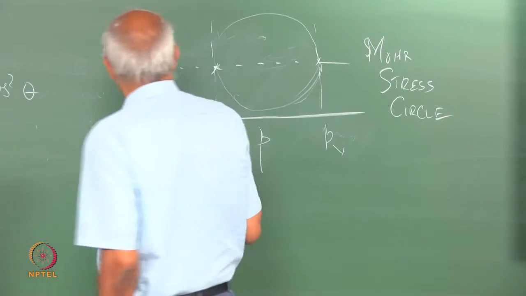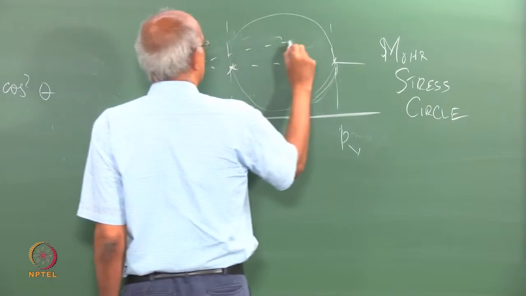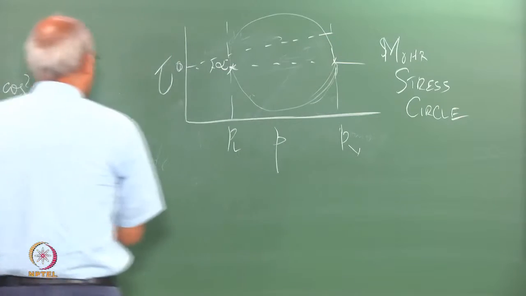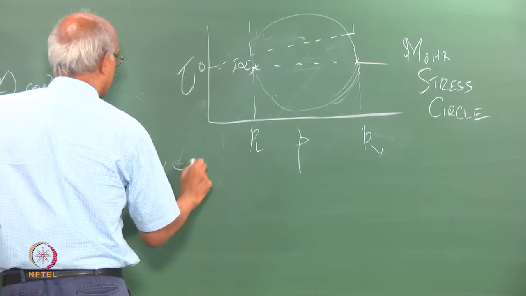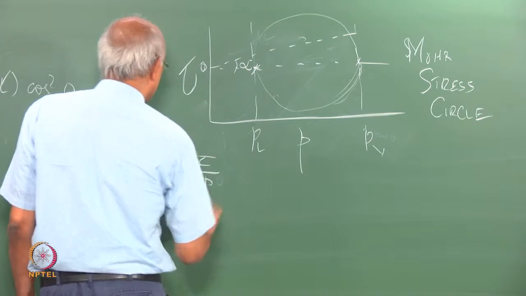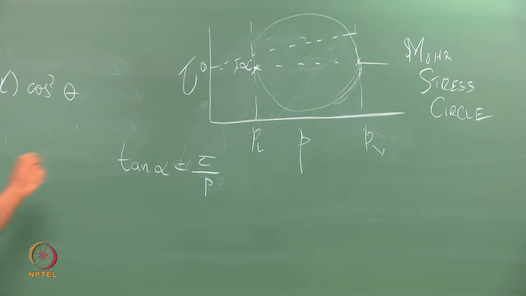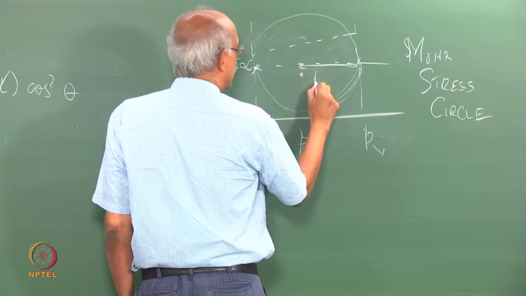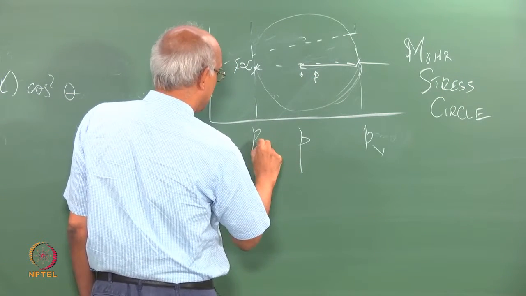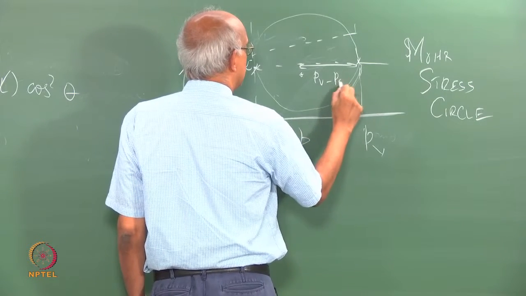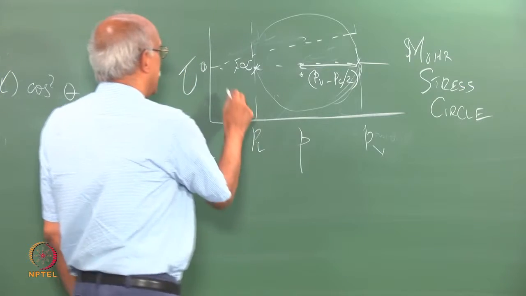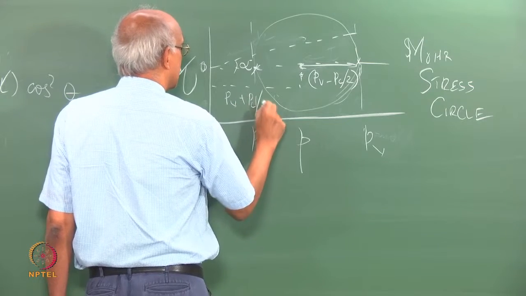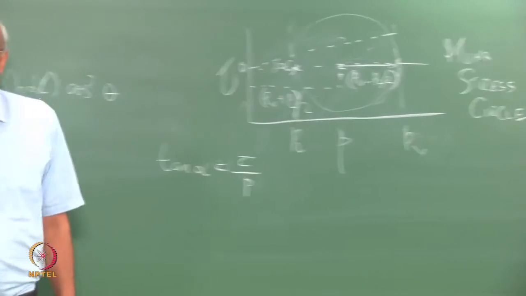So, the way this works is, if you take any angle alpha from the center, then tan of alpha will give you tau over P. And by the way, the radius of this circle is PV minus PL by 2, and the distance from the origin to the center is PV plus PL by 2. Okay.